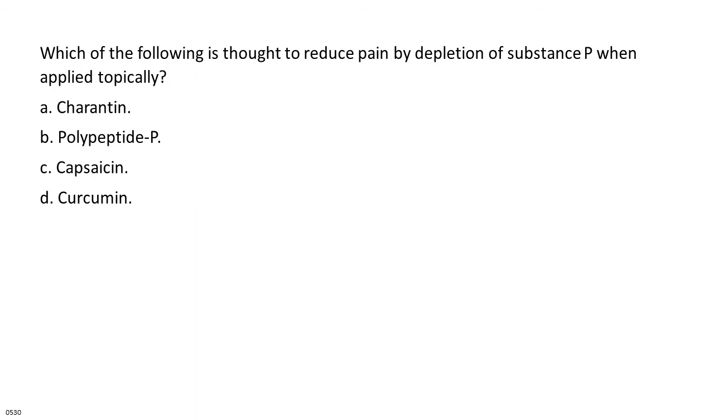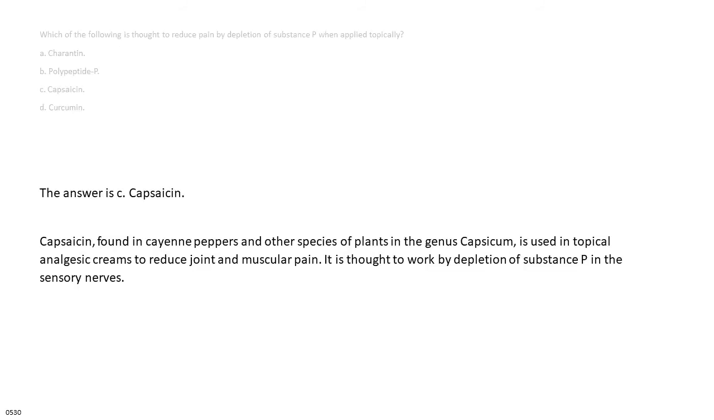Which of the following is thought to reduce pain by depletion of substance P when applied topically? A. Purandin. B. Polypeptide P. C. Capsaicin. D. Curcumin. The answer is C. Capsaicin.